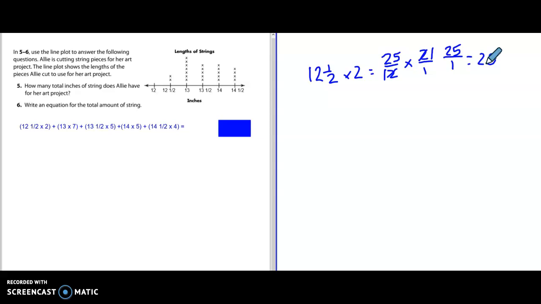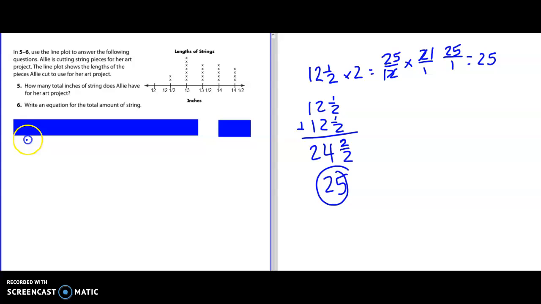Now, if you don't want to use multiplication, and that's totally okay, I'm going to do the rest of this using repeated addition. It would look like this. 12.5 plus 12.5, which is half plus a half is 1. Okay, so we'd have 2 halves, which equals 1, and then 12 plus 12 is 24. So 24 and 1 together is 25. So there would be our final answer for that part. So we'd have 25 over here.